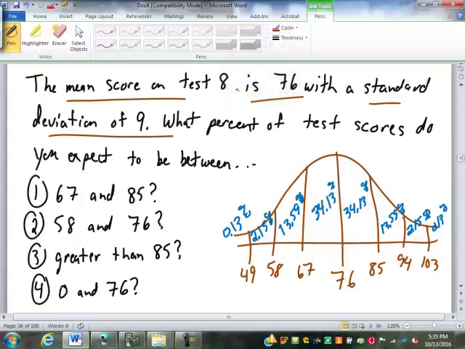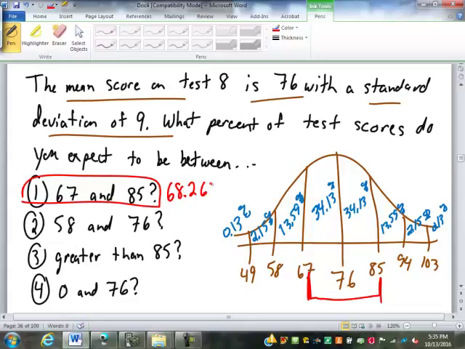So what we have here is, first, what's the percent between 67 and 85? That's from here to here. That looks like, if I add those up, 68.26%. 58 to 76, that would be from here to there. That would be 47.72, yes. What's that? 1.3 and 1.3 make 2.6. Yeah.